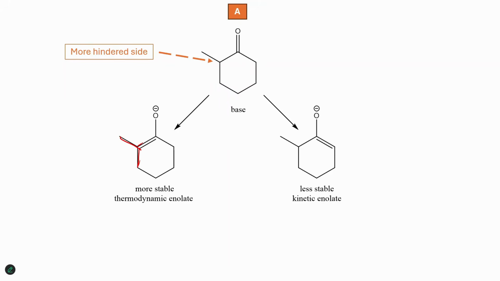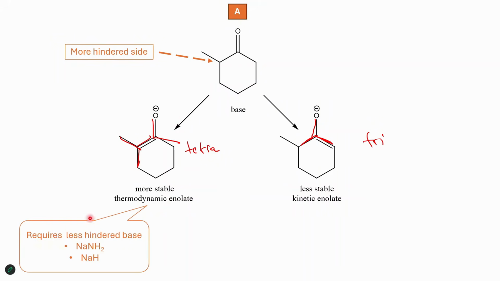It's like a tetra substitute, so it's obviously more stable compared to this enolate, which is only tri substituted. So this is tetra substituted and this is tri substituted. So obviously I expect this enolate to be more stable. And since this is more stable, I am calling it a thermodynamic enolate. And in order to make this, I need to use a less hindered base like sodium amide or sodium hydride.